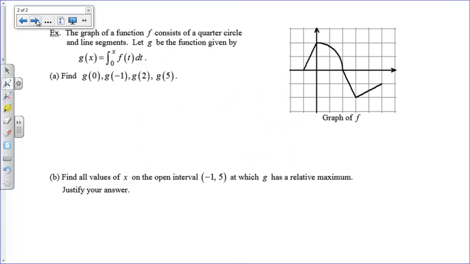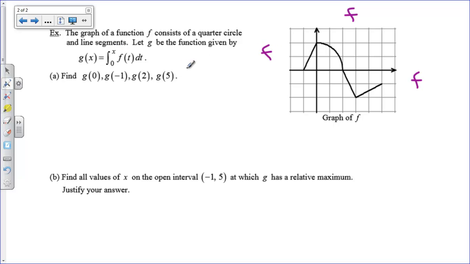So let's take a look at an example of a free response question. This is a very common free response question on the AP Calculus exam. I've got a graph of f. This is f. Now make sure my brain knows that this is f.